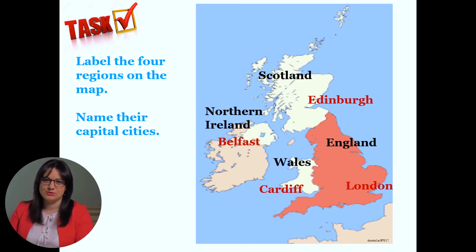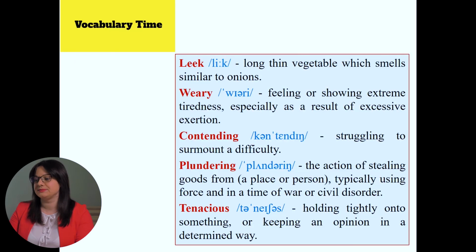Thank you. You are great. We shall discover the 4 regions of the UK by reading some texts. First, let's see if you know the vocabulary. Leek. Long, thin vegetable which smells similar to onions.